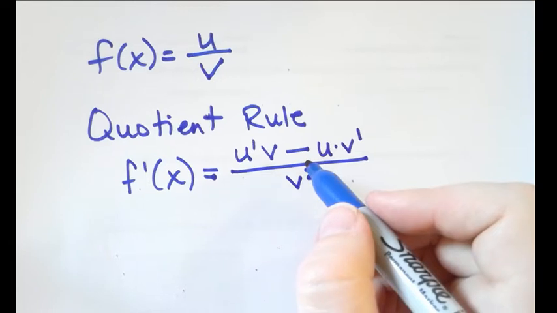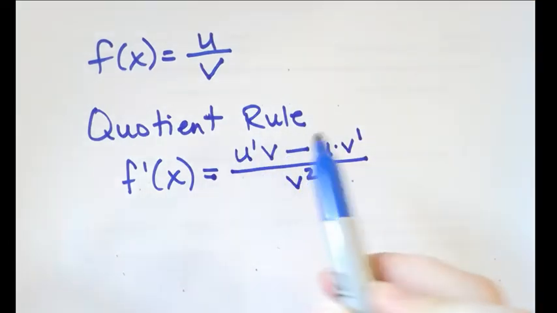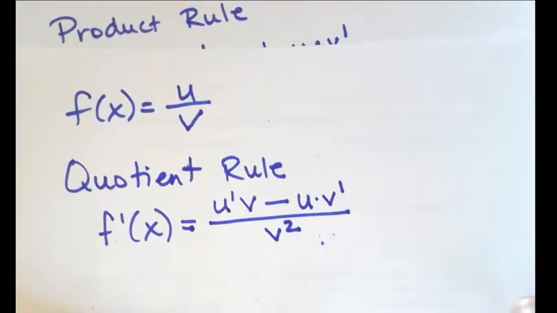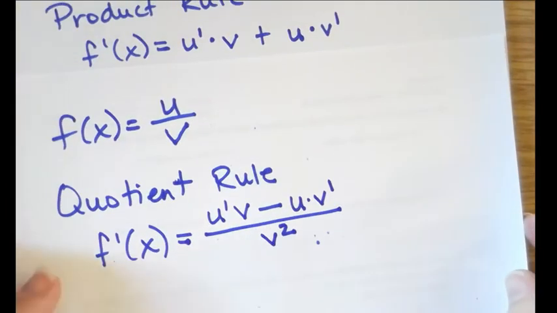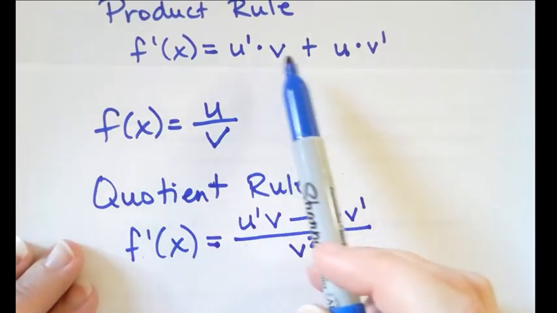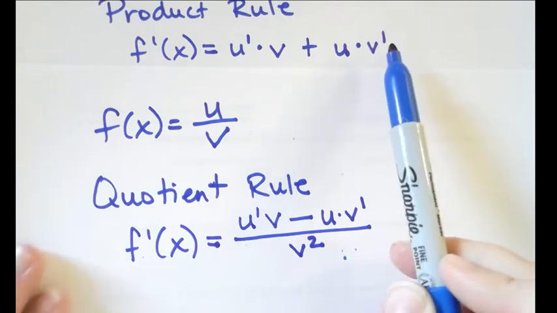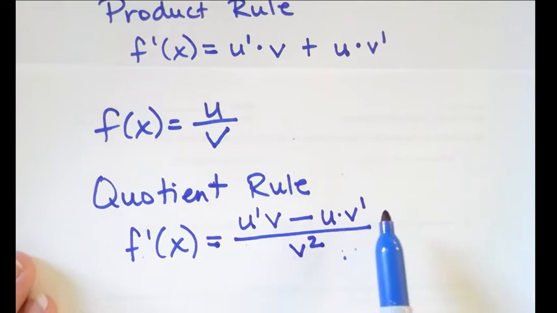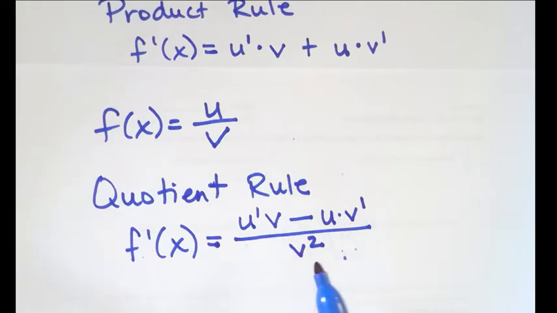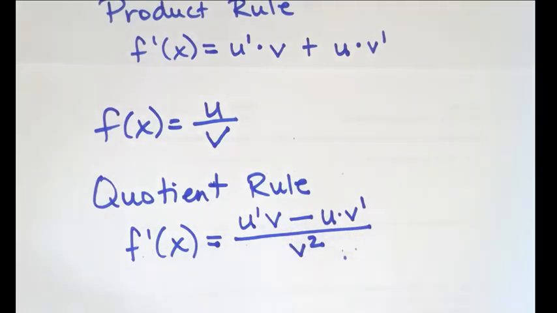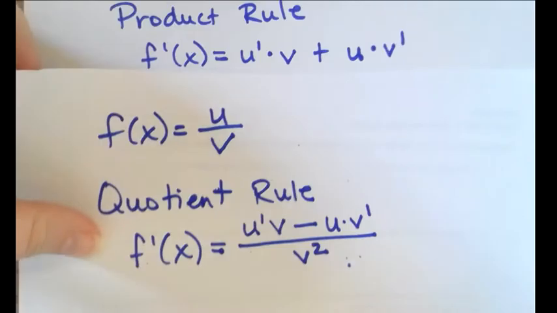So you'll notice this is similar to the product rule in how the numerator looks. I'll put the product rule up here so you can compare. So the product rule is u prime times v plus u times v prime. The quotient rule is u prime times v minus u times v prime. And then you have to divide by v squared. So at a later point, we'll be able to show how we got this quotient rule from the product rule. But for right now, we're just going to work with this formula until we have further information to prove it.